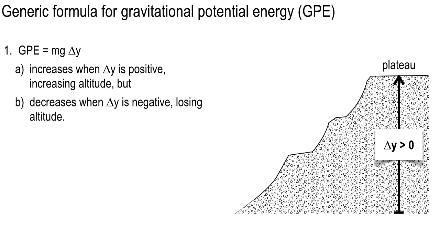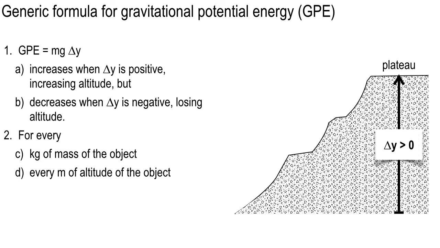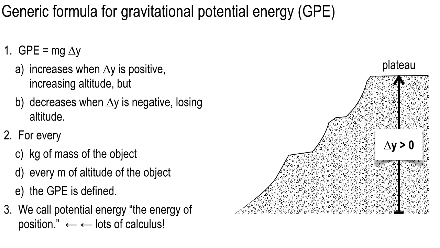Similarly, when you lose altitude, delta y is negative. The potential energy decreases. Okay, so one way to think about it is that for every meter of altitude that you lose, you gain some kinetic energy, and vice versa. So for every kilogram of mass of an object, and for every meter of altitude, the gravitational potential energy is defined. And for that reason, we call it the energy of position.